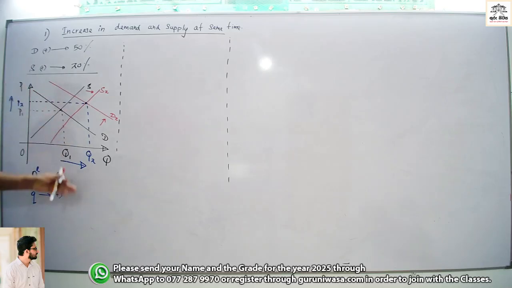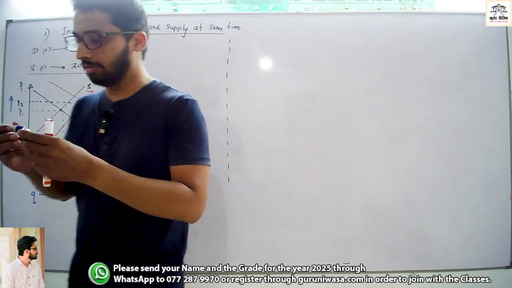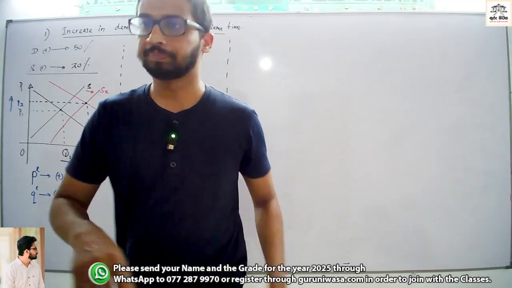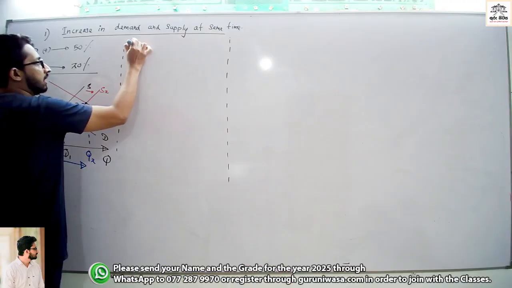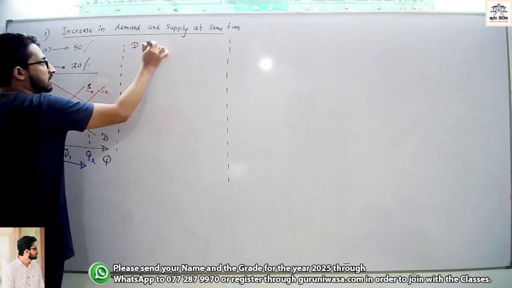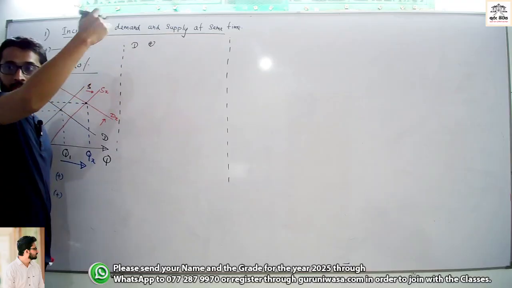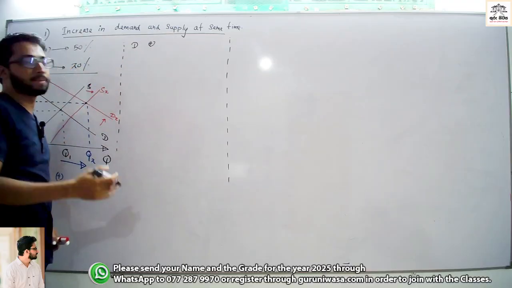Okay, Lamai, draw this one. Second one, Lamai. What is the second one? Now you can guess. Dipna, I want you to draw the second diagram. Demand increases, because our lesson, the topic, is increasing demand and supply at the same time.